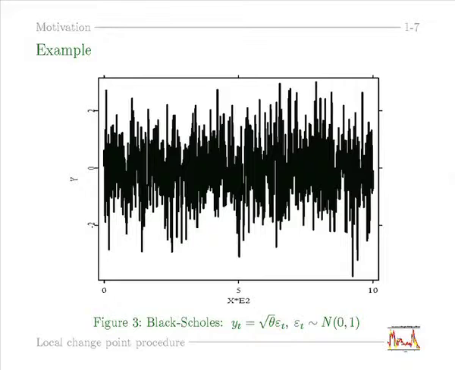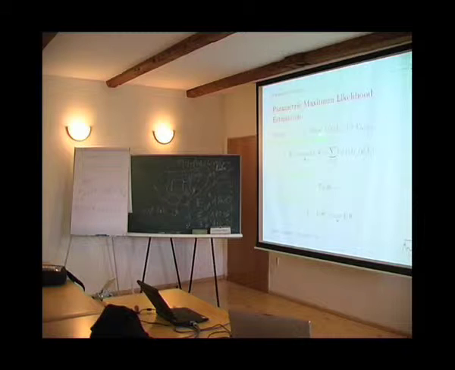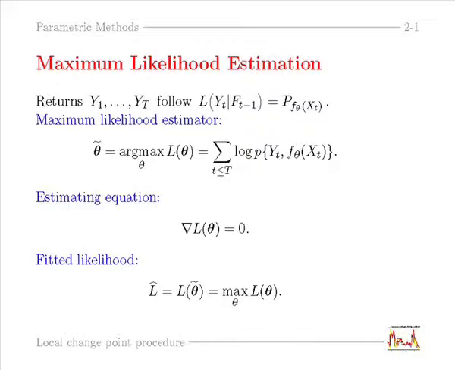So what you see here is the realization from Black-Scholes. So now, if the model is correct, we know what to do. This is exactly our starting point.